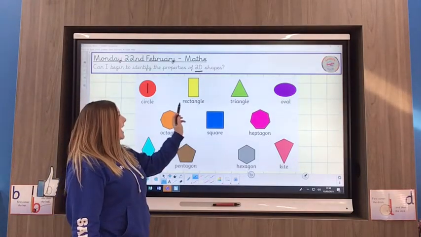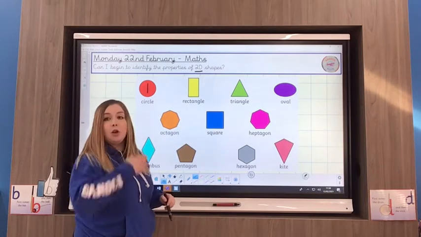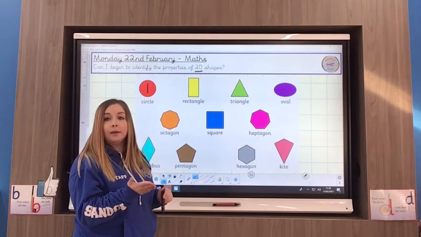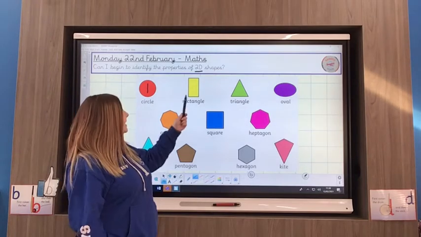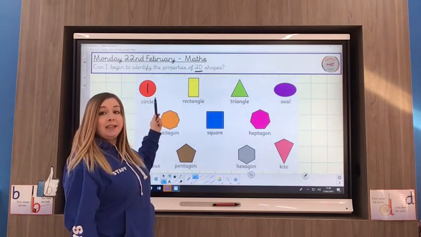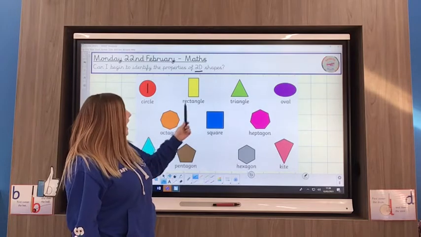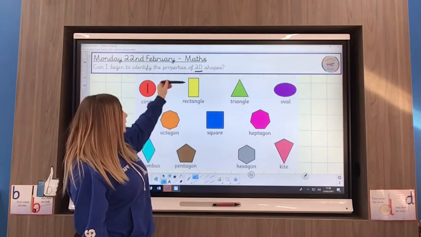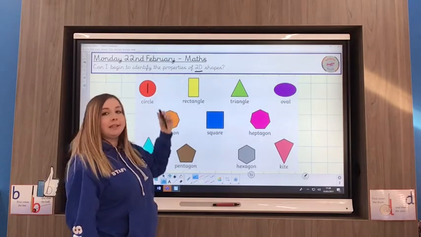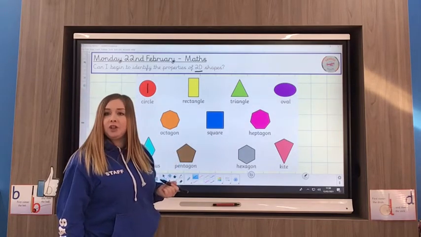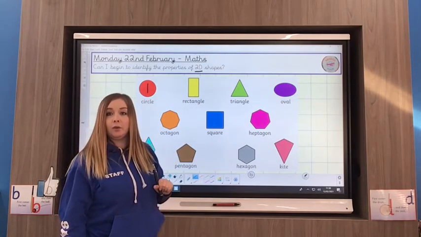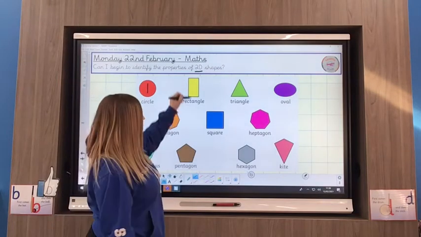Then we've got a rectangle, and a rectangle has got straight edges this time, so it's different than a circle. We've got 2 long edges and 2 shorter edges. How many edges are there in a rectangle, Year 4? 4, brilliant.